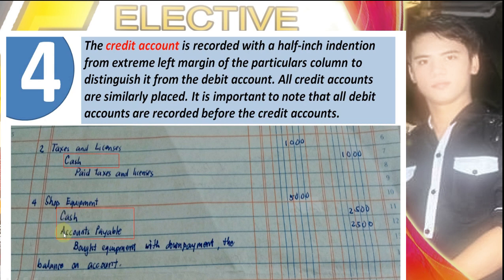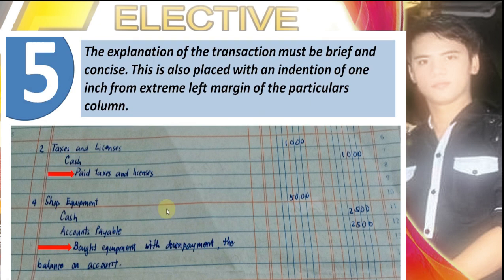Both are indented by half-inch. It is important to note that all debit accounts are recorded before the credit account. So always remember, debit always comes before credit. Debit first before credit. So credit cannot come first. The explanation of the transaction must be brief and concise.